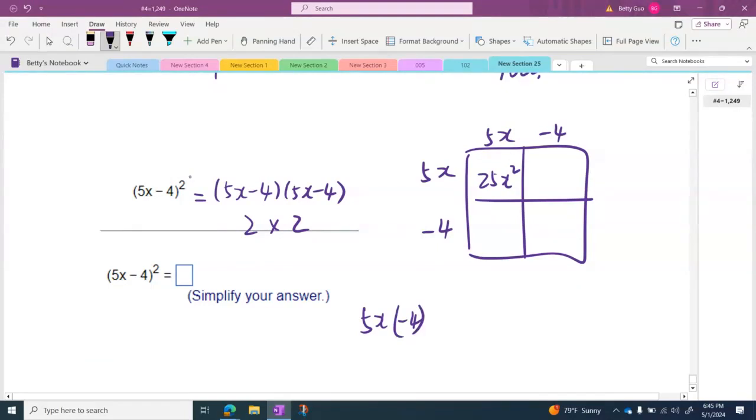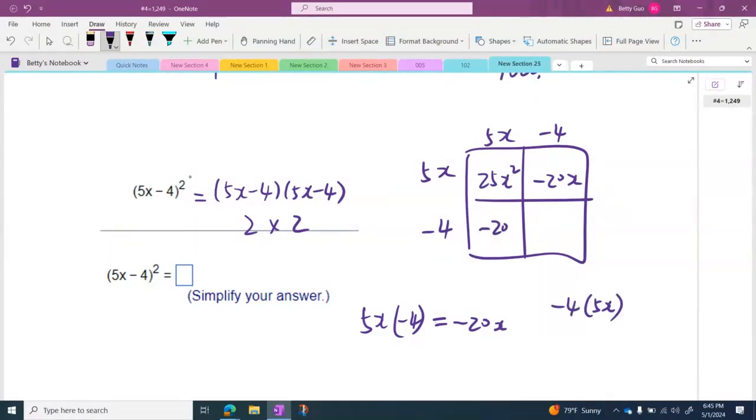If you are not sure, you tend to make a mistake doing that in your head. You don't need to do that in your head. Write it down on your scratch paper. 5x times -4, -20x. A positive times a negative is negative, right? 5 times 4 is 20, and then x. -20x. Row 2, column 1, -4 times 5x, so also -20x. And then row 2, column 2, -4 times -4, positive 16.